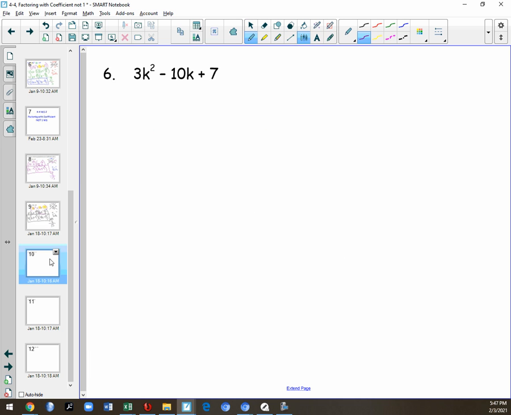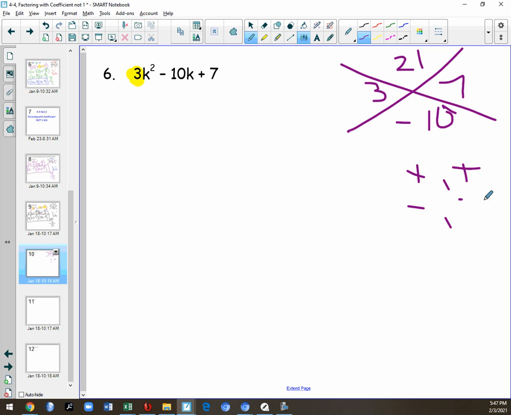Okay, next, number 6. Smallest number up here is a 3. Since my smallest number up there is 3, 3 does not go into 10 or 7, so I do not have a GCF. So immediately, I'm going to go to my 3 as my A, my 7 is my C. Multiplying those together, they give me 21. And I need to have a negative 10. If I need a positive, that means my signs are either plus, plus, or minus, minus, and I'm adding. How do I know which one? I'm going to look at the middle sign, so I'm going to use minus, minus.